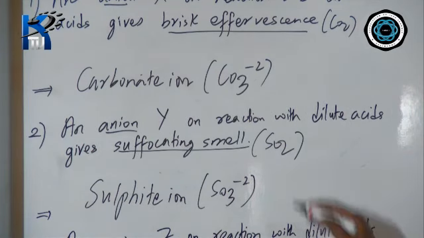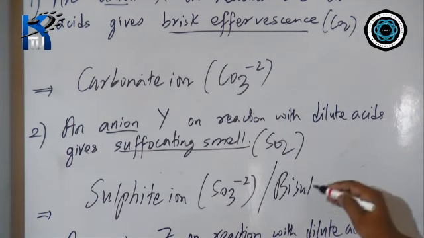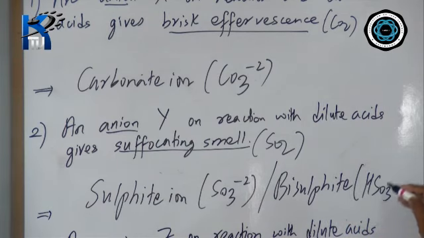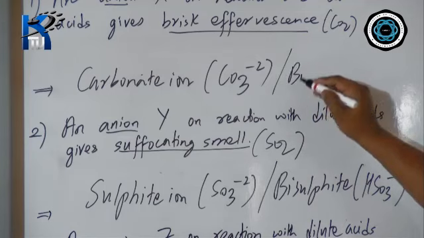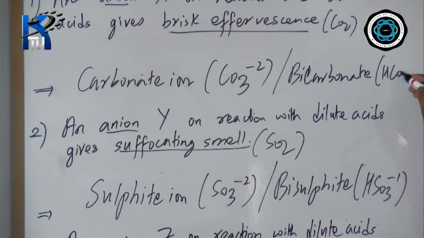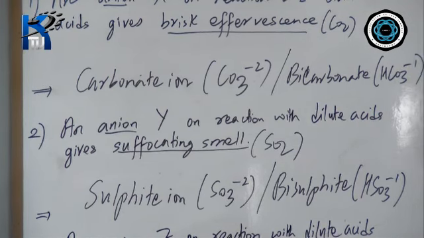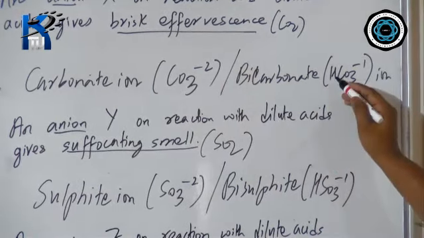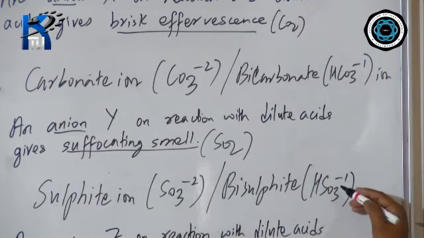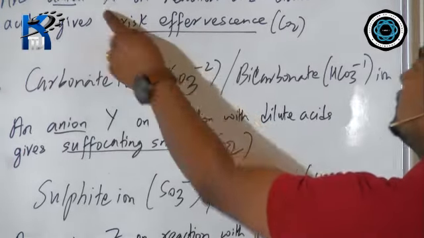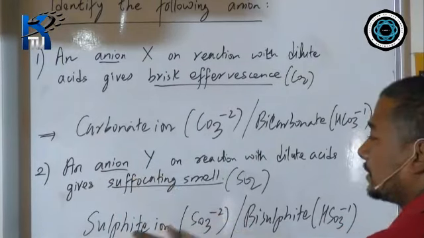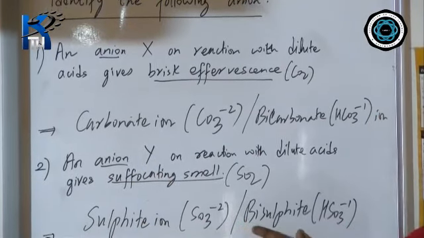Again, the property of acid. Or you can even write bisulfite ion, because both produce sulfur dioxide gas. And here also, instead of carbonate ion, you can even write bicarbonate, HCO3 minus ion. And do remember, carbonate is minus 2 valency, bicarbonate is minus 1. Similarly, sulfite is minus 2 and bisulfite is minus 1. So the anion which gives brisk effervescence is carbonate or bicarbonate. Anion which gives suffocating smell is sulfite or bisulfite.